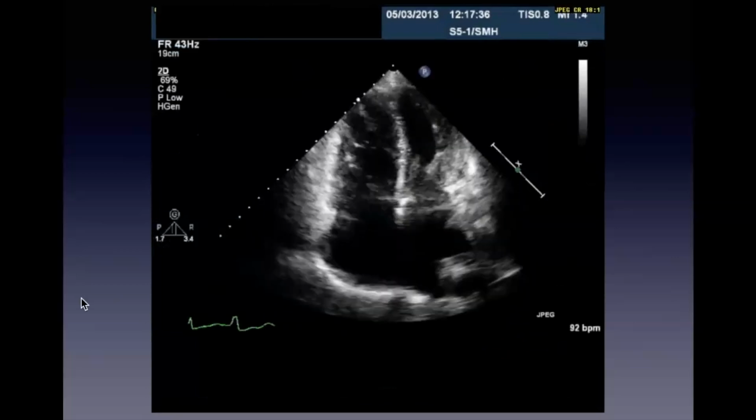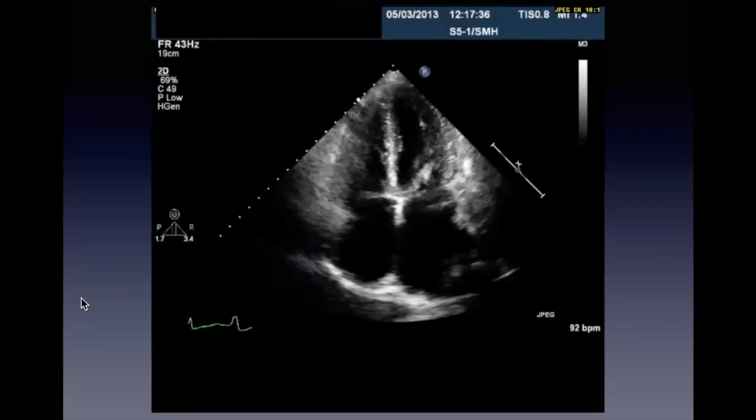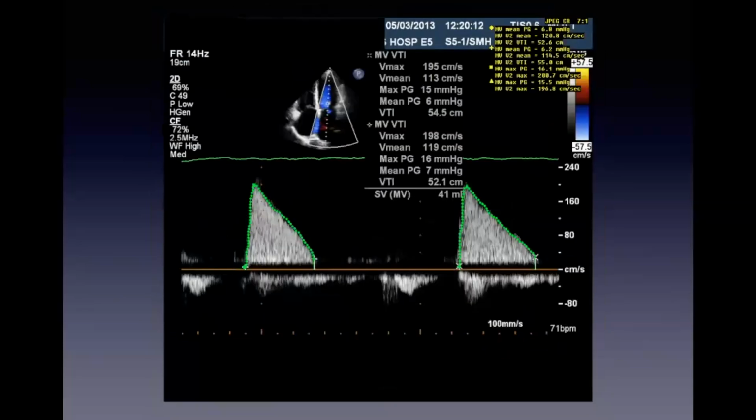Here's the apical four-chamber view. So here's a continuous wave Doppler across the mitral valve. You can see the tracing here, and the mean gradient is 6 or 7 millimeters of mercury. You see the heart rate is on the lower side, 71 beats per minute.